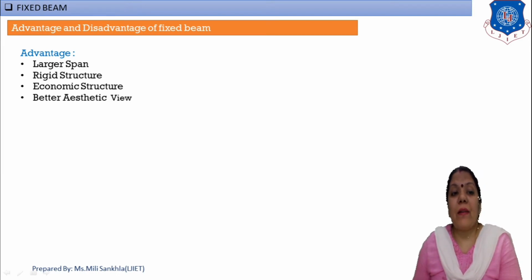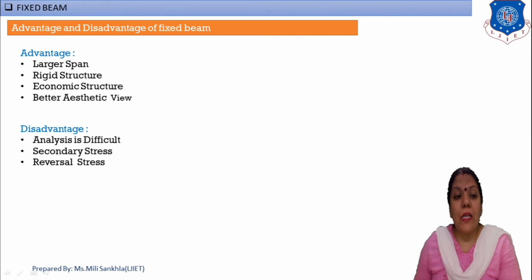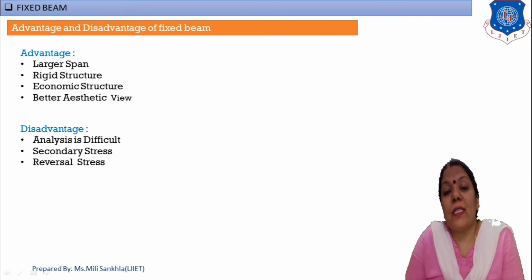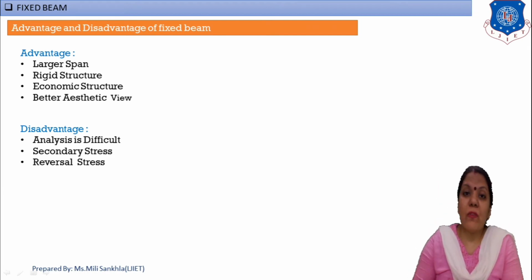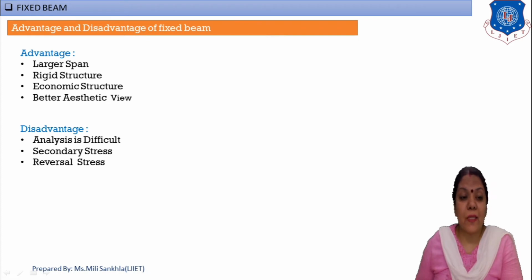Okay, and better aesthetic views. This type of structure gives a better aesthetic view compared to determinate structure. Now disadvantages. It is not possible that every structure has only advantages. Here there are some disadvantages also. Now one by one we discuss the disadvantages.